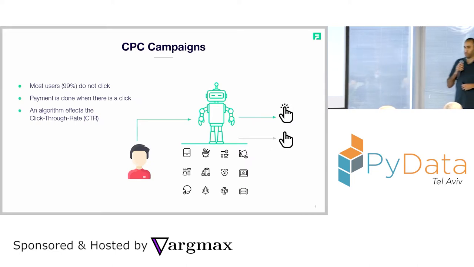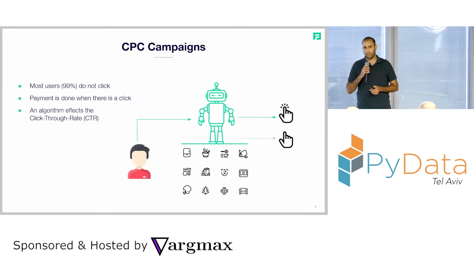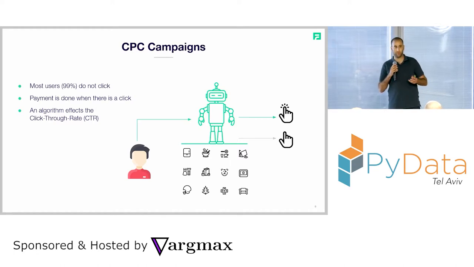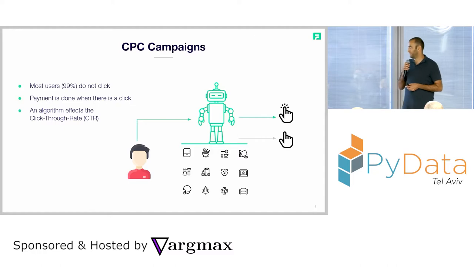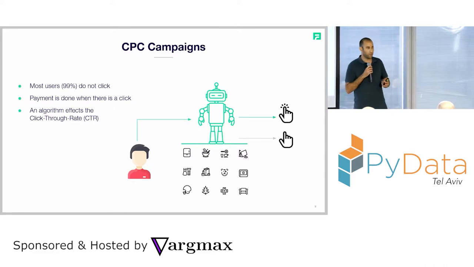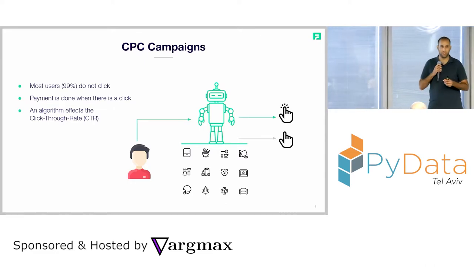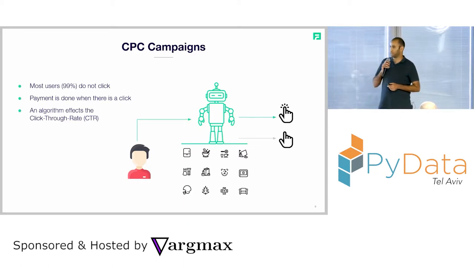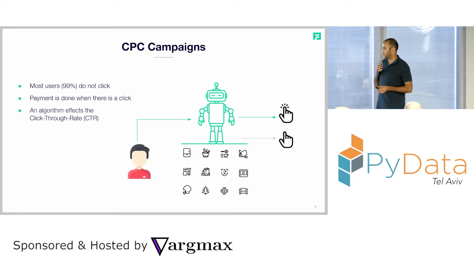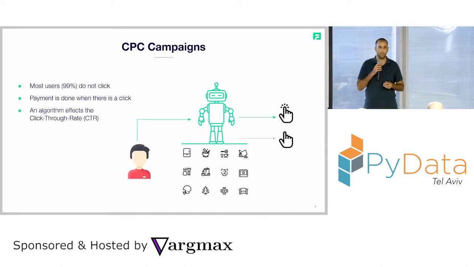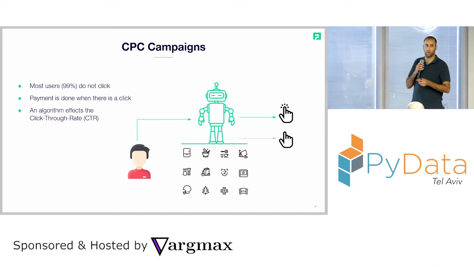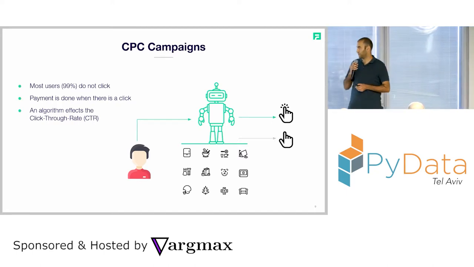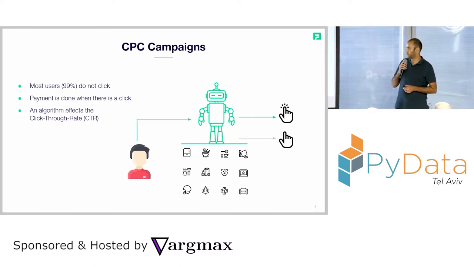So let's talk about CPC for a second. CPC stands for cost per click. Most users, and I believe most of you as well, do not click on an ad when they see it, and payment is done only when there is a click. Most of the algorithms in this space are about CTR optimization, click-through rate, as I believe some of you may know. A naive basic example: given a specific user and a model that knows something about the attributes and about the user, it will try to fit a relevant ad, which will eventually lead to a click or non-click event. That is a naive example of these CTR algorithms.